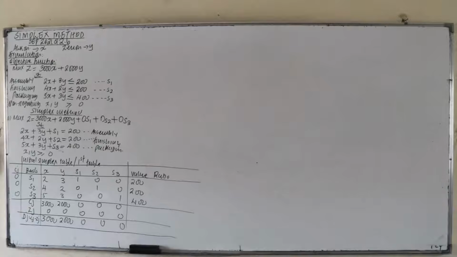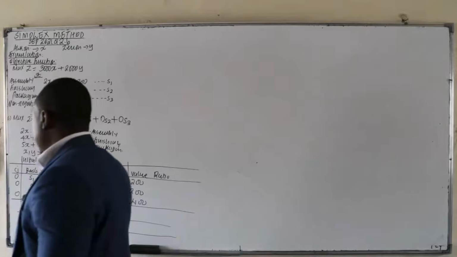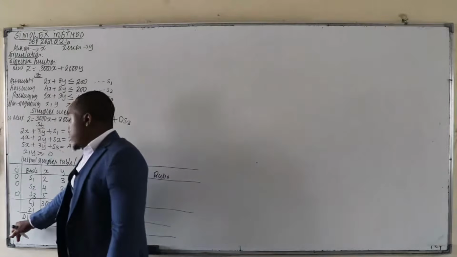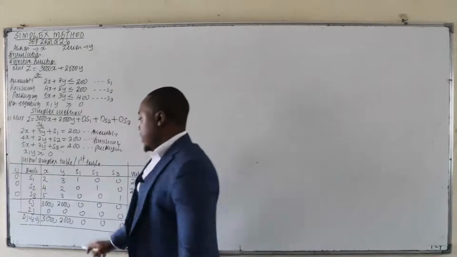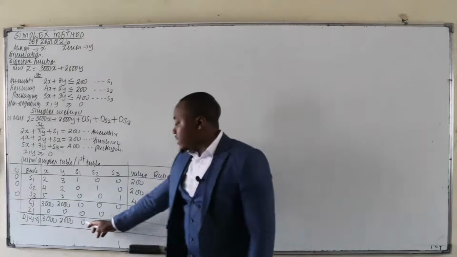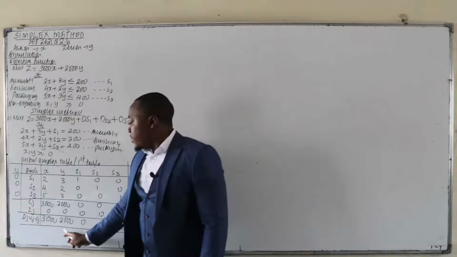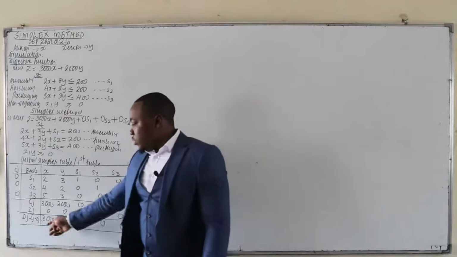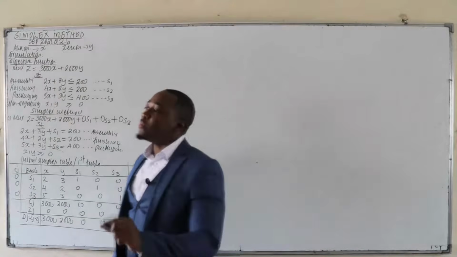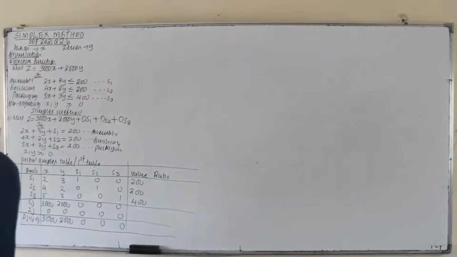NB number 1, you see that? Optimality is met when the row DJ elements are all 0 or negative. In this case, this is 0, 0, 0. These are positive. So therefore, they are not negative. They are not 0. So that means we have not yet met optimality.